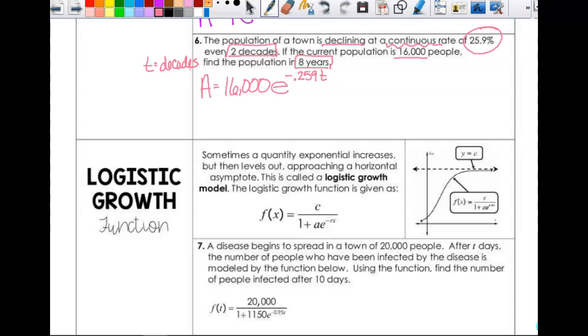If it's happening every 2 decades, I only have 8 of those decades, or 8 of those years. It'd be 8 out of how many years? 20. So as long as you make that 8 out of 20, it really doesn't matter. So A equals 16,000 times e to the negative 0.259 times 8 over 20.